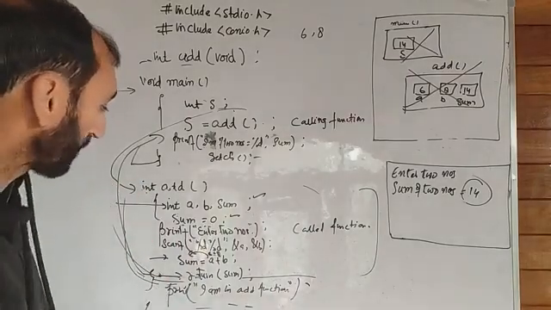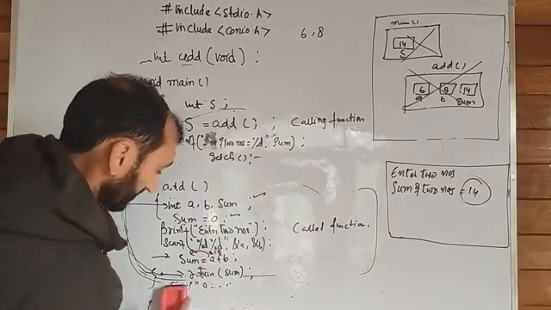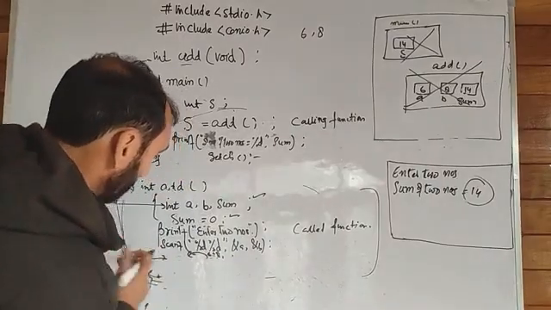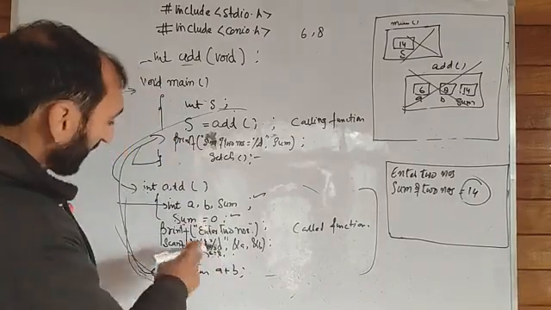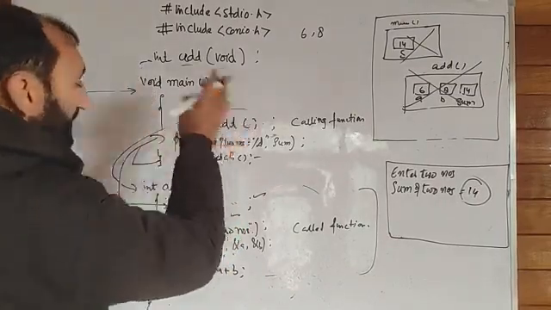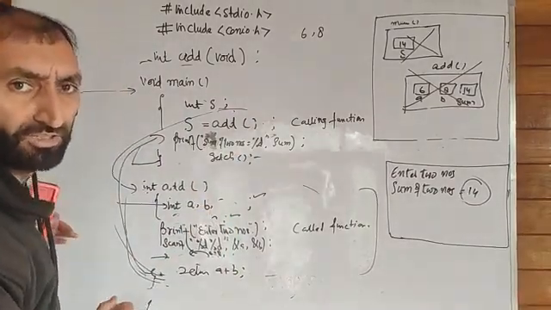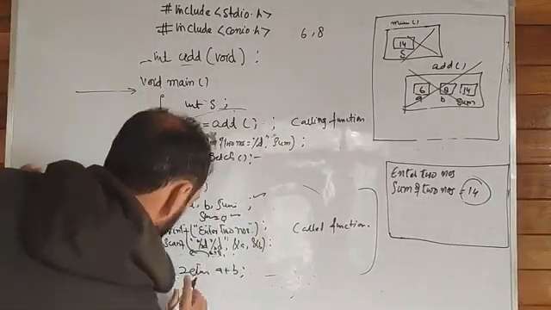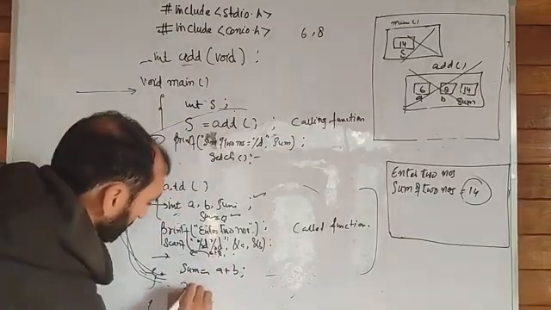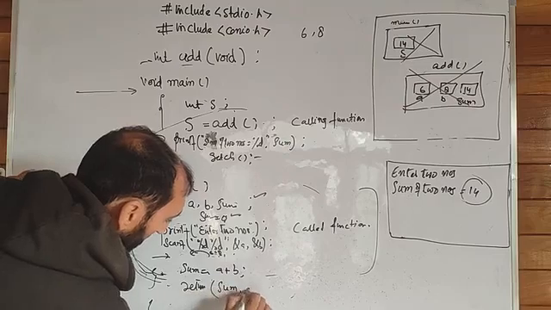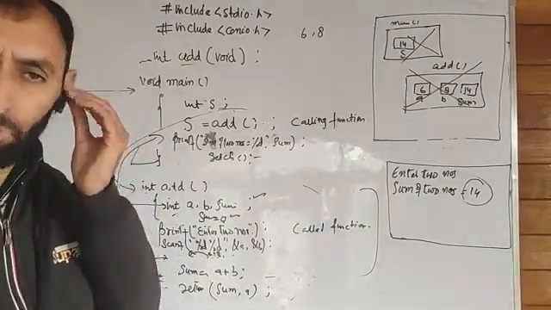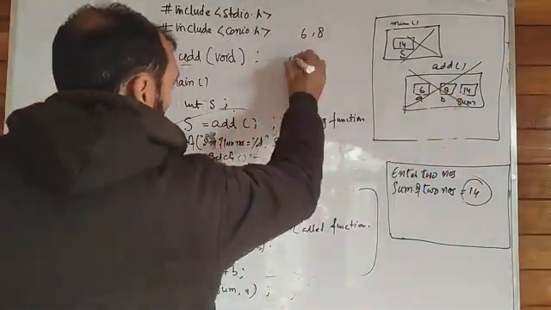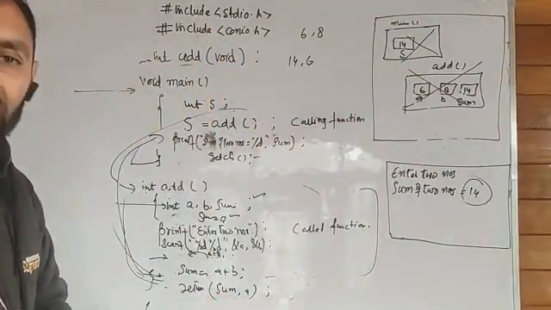So take care of these things as well. For example, sum equal to a plus b, and then return a plus b. Or we can return sum, a, and check what happens. Can I return both at a time? Return sum, a, where sum equals a plus b.